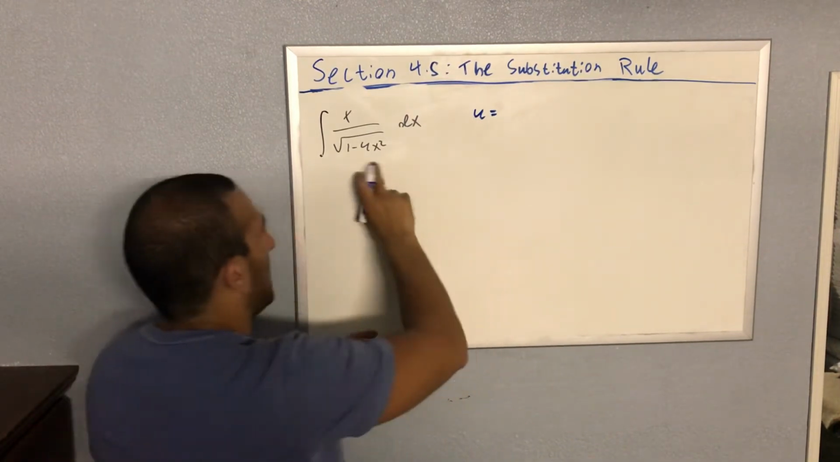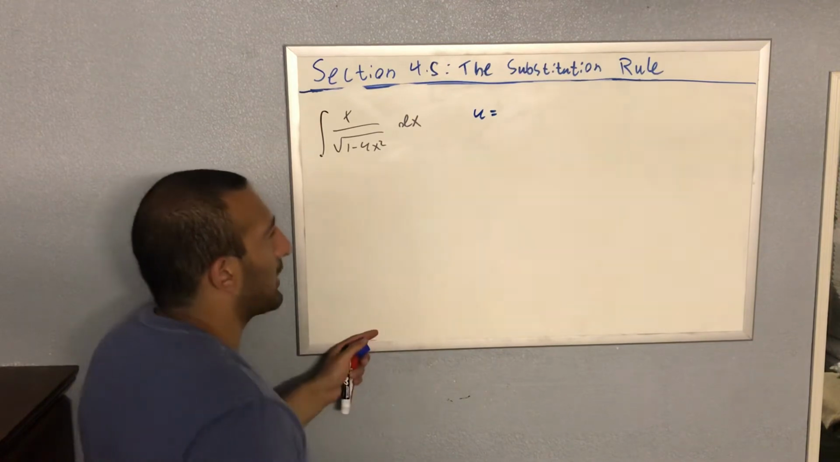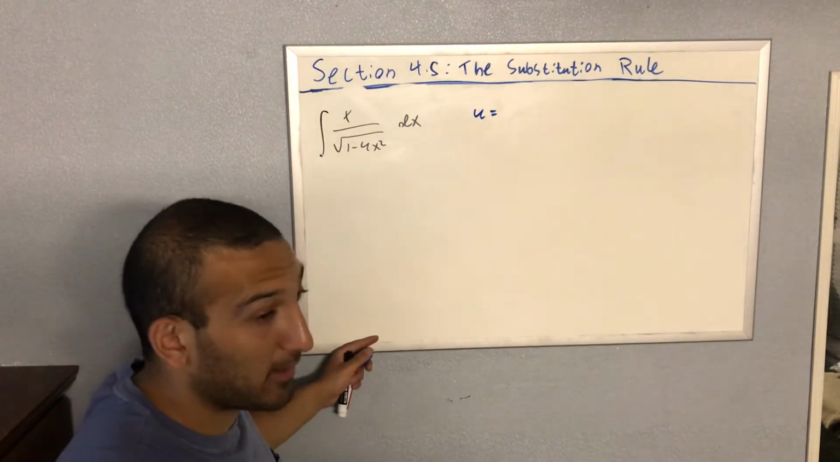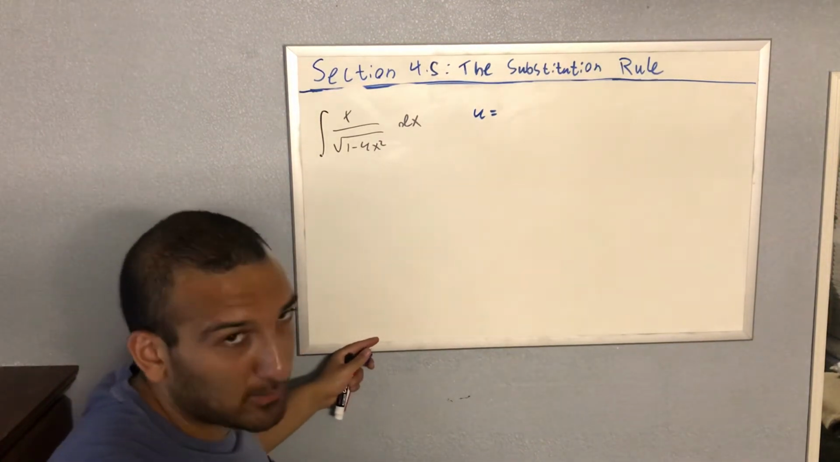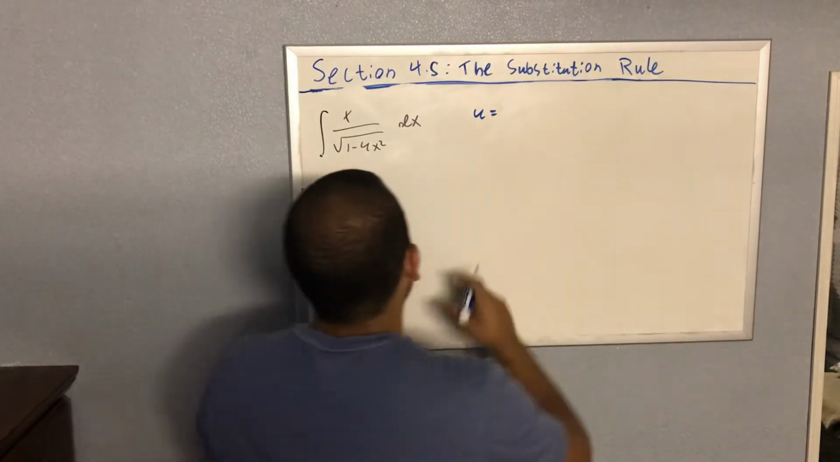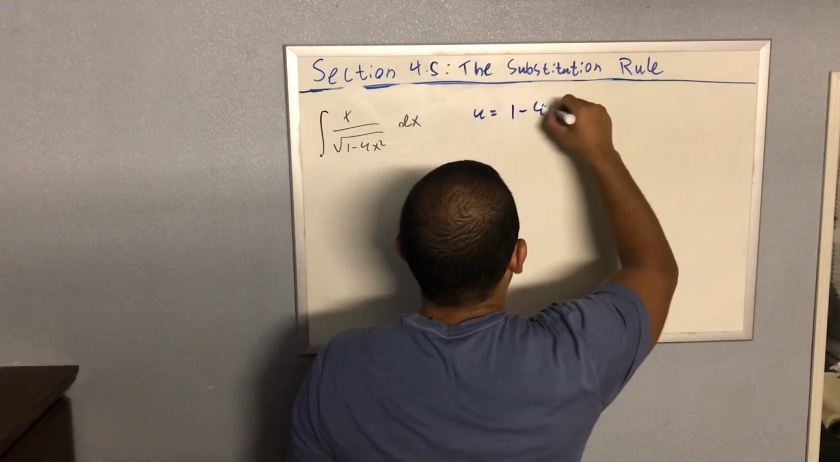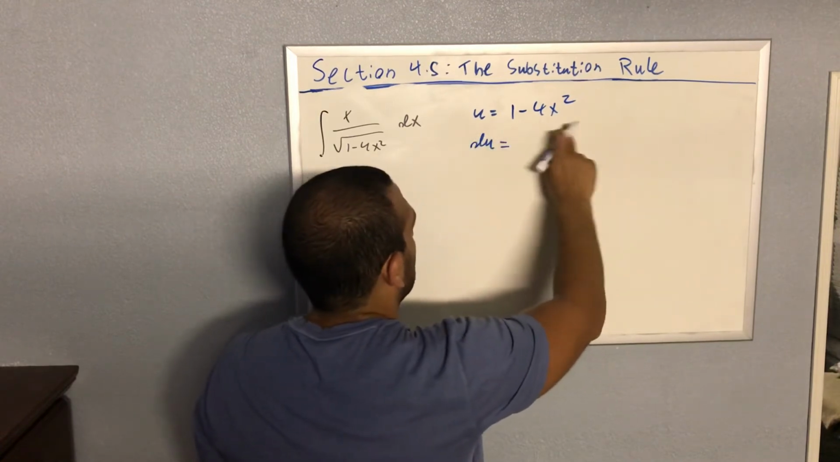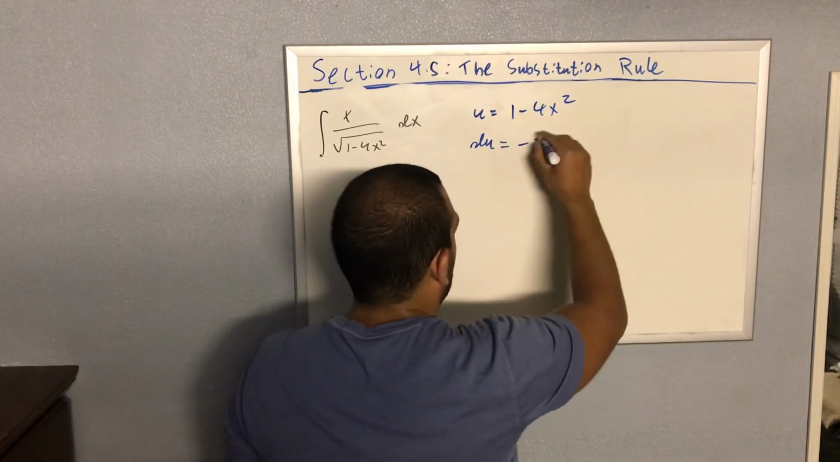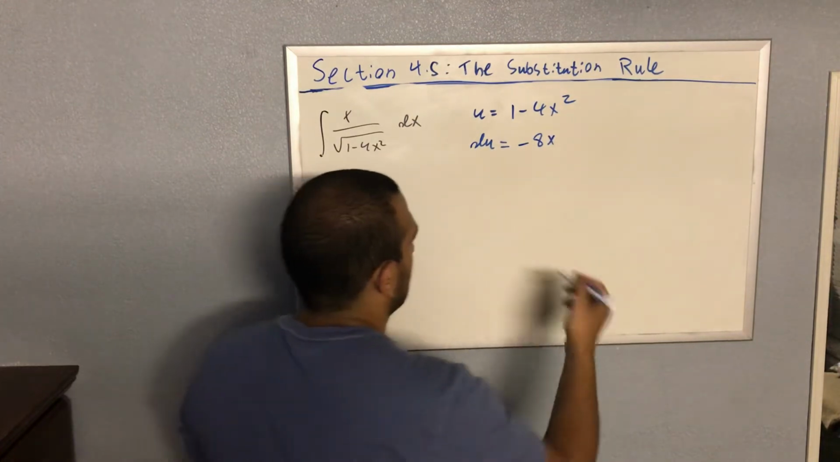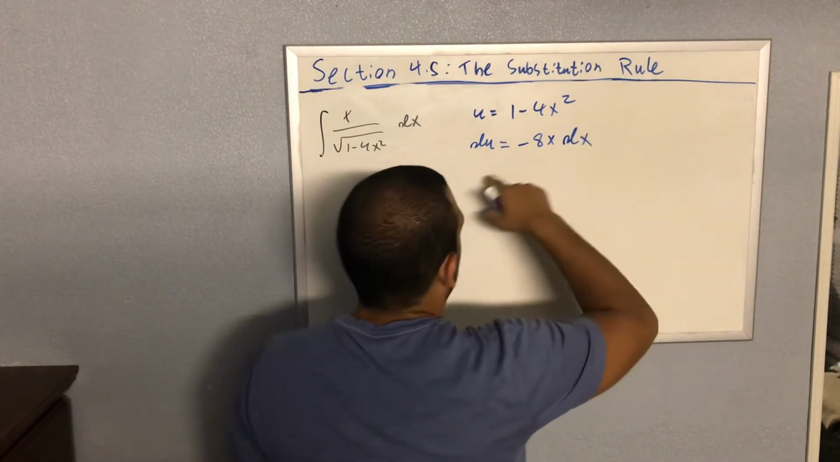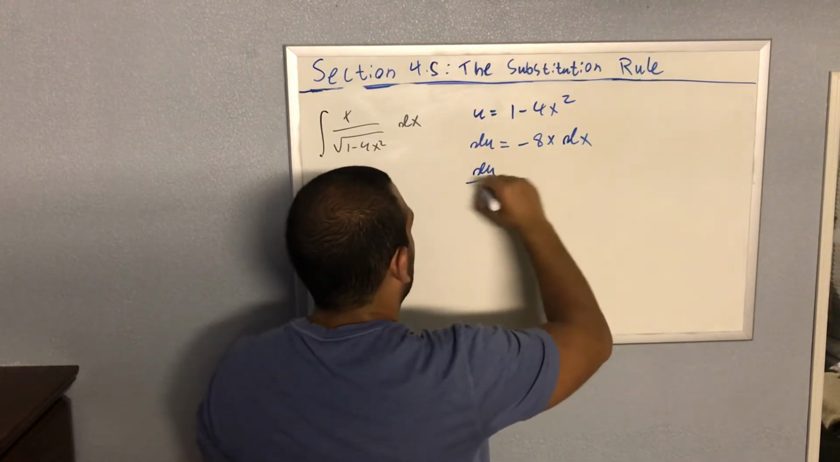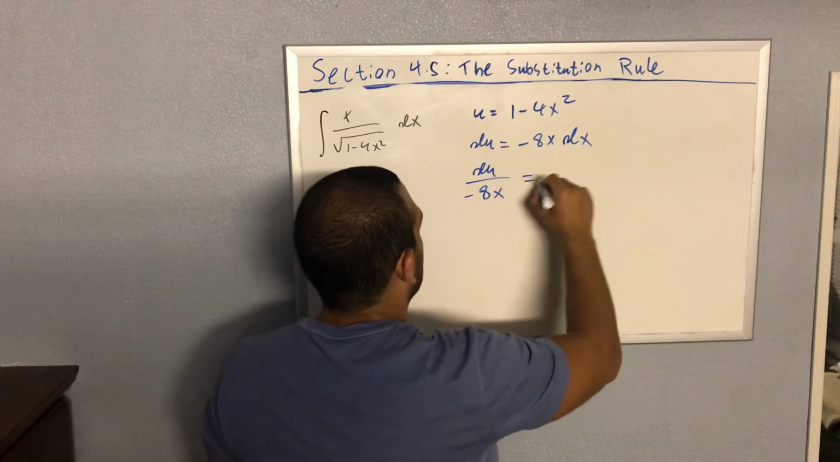And again, as we saw, you don't want to include the square root. That's just going to make the derivative really ugly and have more terms that we don't want to deal with. So just let u be the thing on the inside. So then again, du will be the derivative of this, which is negative 8x, times dx. Divide, du over negative 8x is dx.